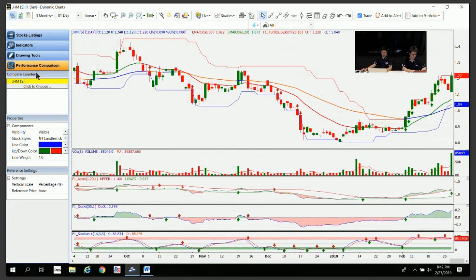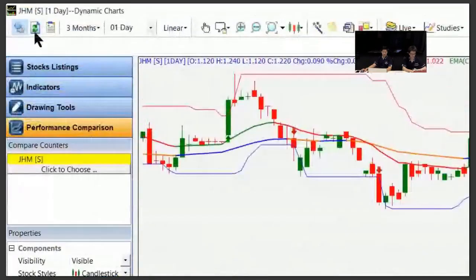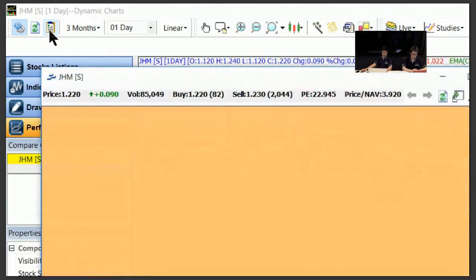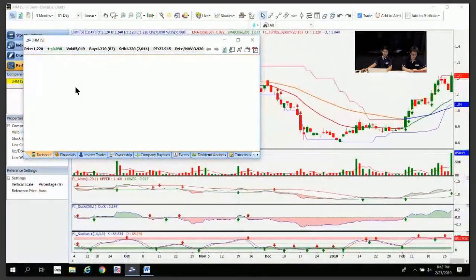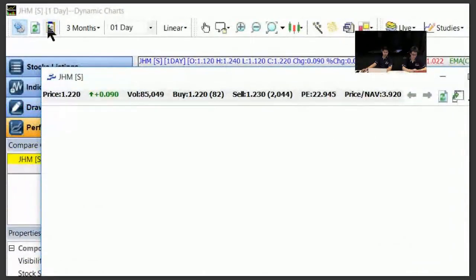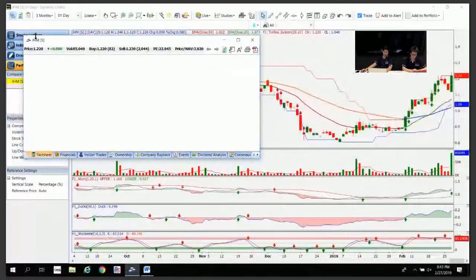Okay, now let's move on to the next one. This is the refresh button. Just in case your chart is not refreshed, you can press the refresh button. This one, I actually never used before. This is the fact sheet of this company. Let's say you can see now it's JHM. Whenever I click on this, you come out with this additional table.